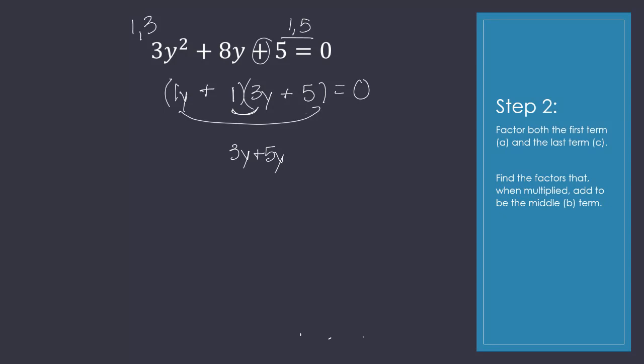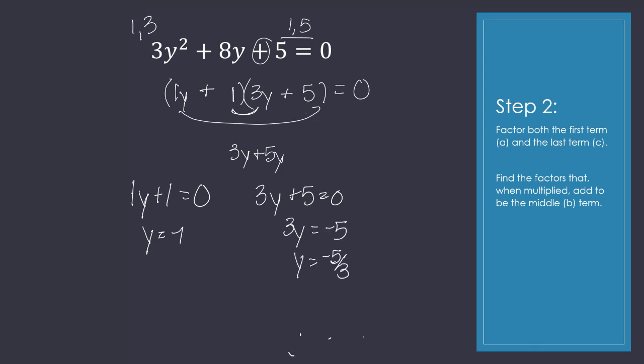Now, this isn't done. Remember, your goal is to still solve for y. So you have to solve for y in each parenthesis. So remember that we take the parenthesis, we set it equal to 0, and then we solve. Here I'm going to subtract 1. Now in the second one, I'm going to subtract 5 and divide by 3. So my solutions here are negative 1 and negative 5/3. When you are factoring, when A is not 1, you will get fraction answers. That's okay. That's what it should be, okay?